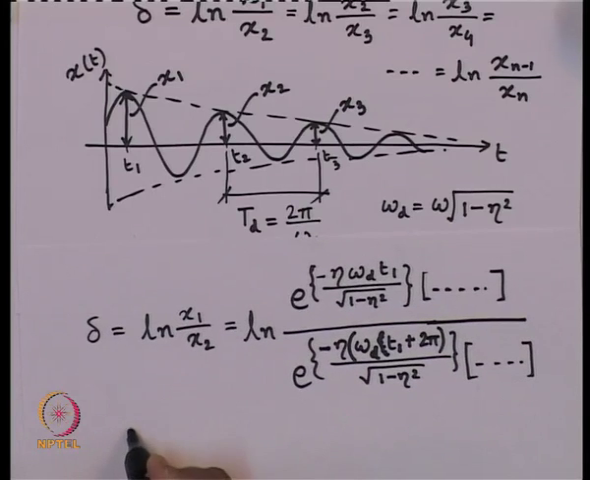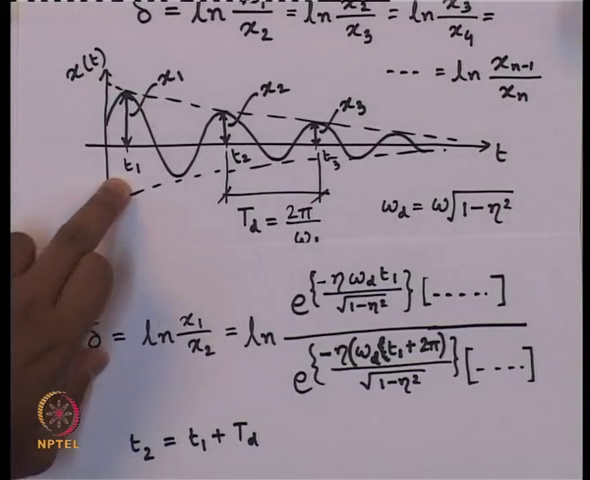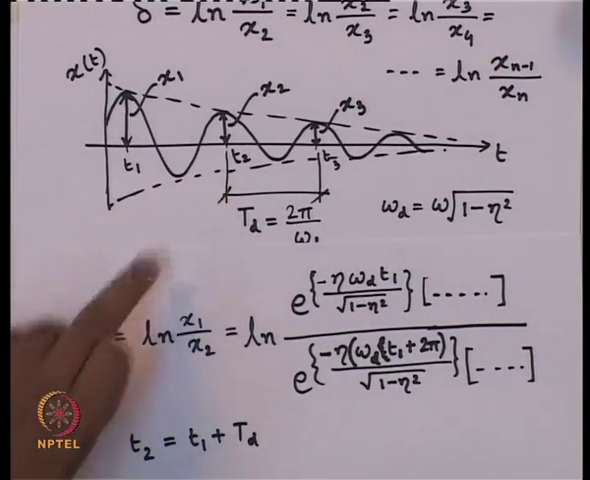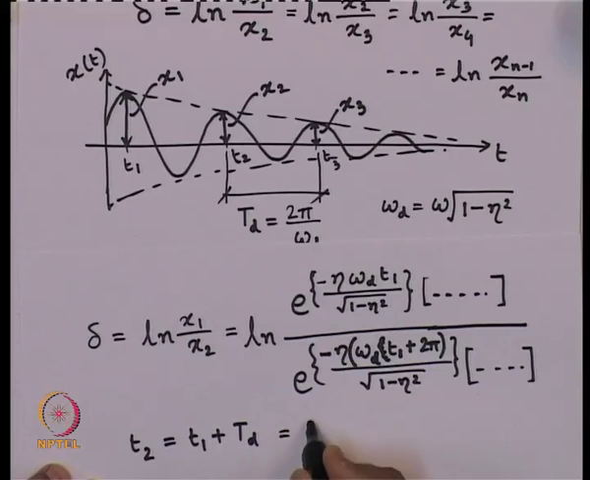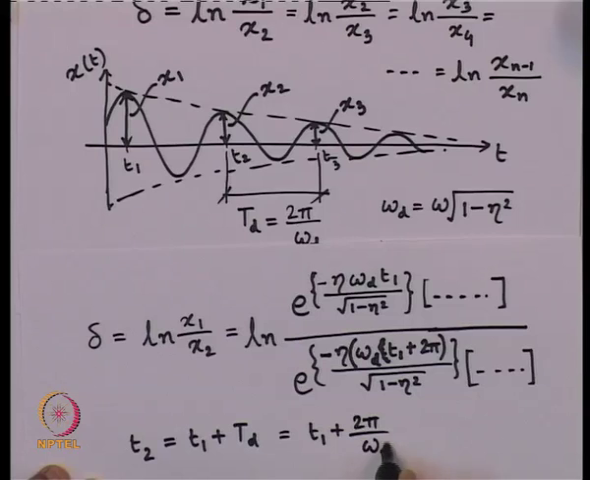If it is not yet clear, let me put it here. t2 is nothing but t1 plus td. Look at here, t2 is nothing but t1 plus td. That means t1 plus 2 pi by omega d.